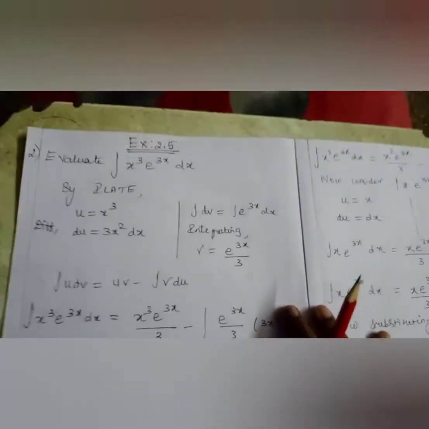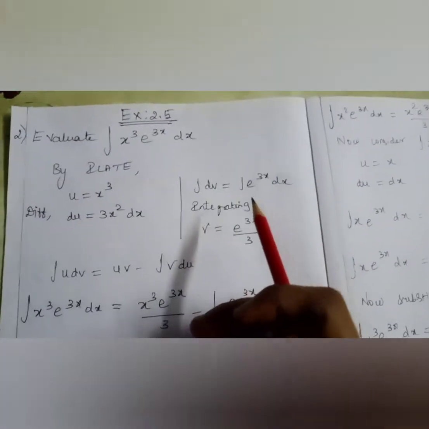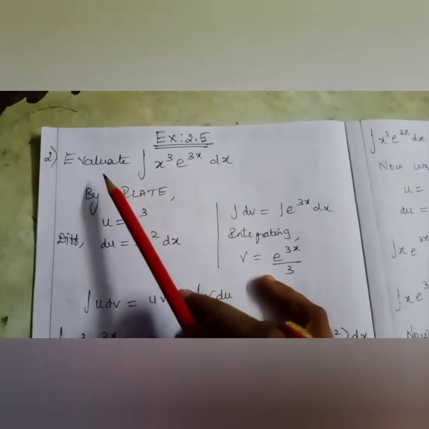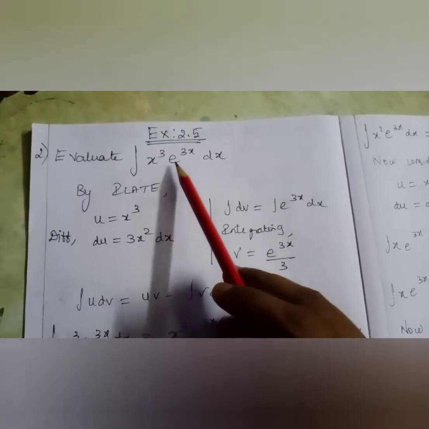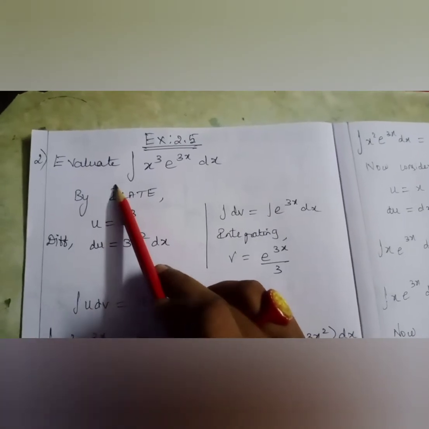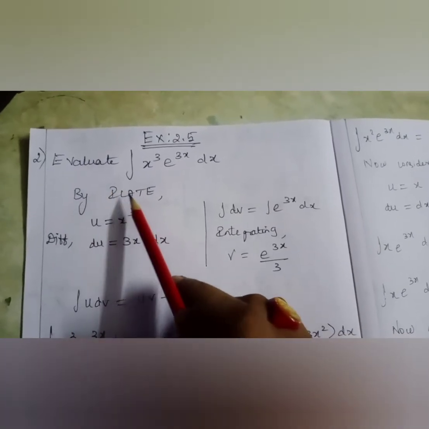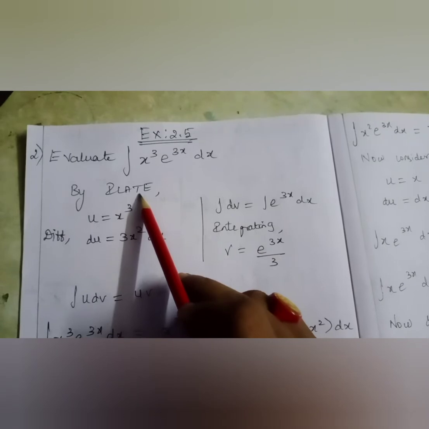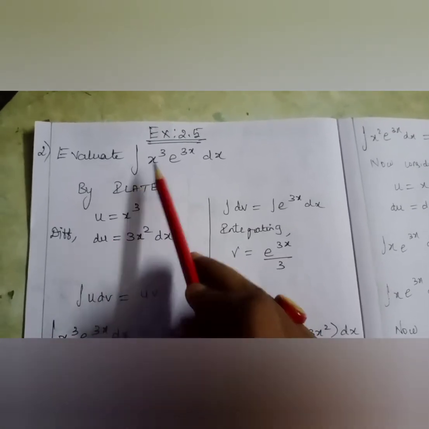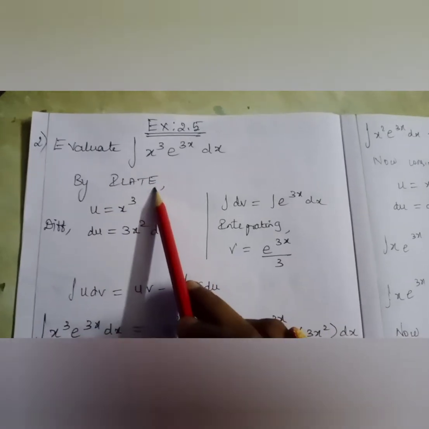Okay, now we'll move on to the exercise. In the exercise we are having 6 sums. I have done 3 sums, and the rest of the sums you can do as homework. See the second sum. Evaluate integral x cube e power 3x dx. So here also using ILATE: I is inverse trigonometric, L logarithmic, A algebraic, T trigonometric and E exponential. So first comes algebraic, so u will be x cube, and last the exponential.